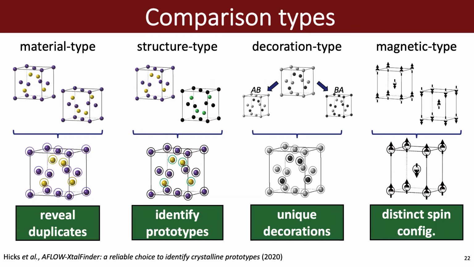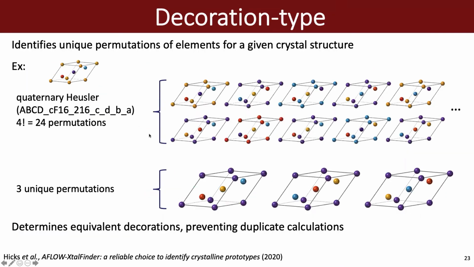And so I'm going to go into a little more detail of the decoration type, since there's a little more involved here. And so as I said, it determines the unique permutations of an element for a given crystal structure. So again, another favorite example is the quaternary Heusler. And so there are 4 sites in the structure, and they're all equicompositional, so 1 to 1 to 1 to 1. And there, since there are 4 different sites, the number of permutations is 4 factorial, so there's 24 permutations. So there's 24 different ways that you can decorate elements onto this structure.